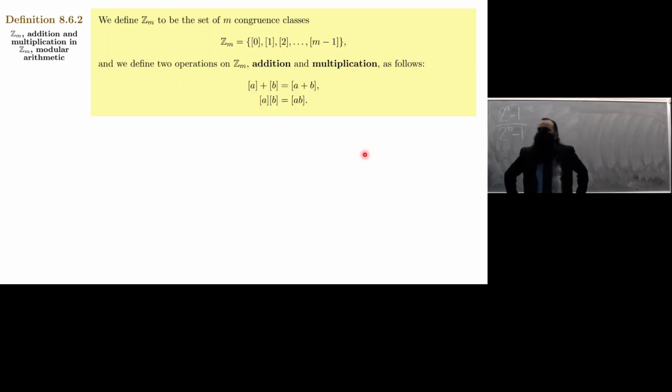Now we can define addition and multiplication on these sets. So the congruence class of A plus the congruence class of B is equal to the congruence class of A plus B. And likewise for multiplication. So we're reteaching you adding and multiplying again, but now we're no longer adding and multiplying numbers, we're adding and multiplying congruence classes.